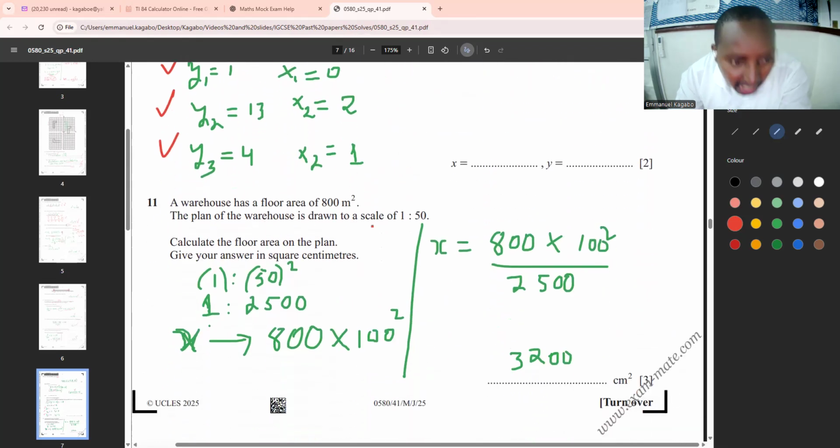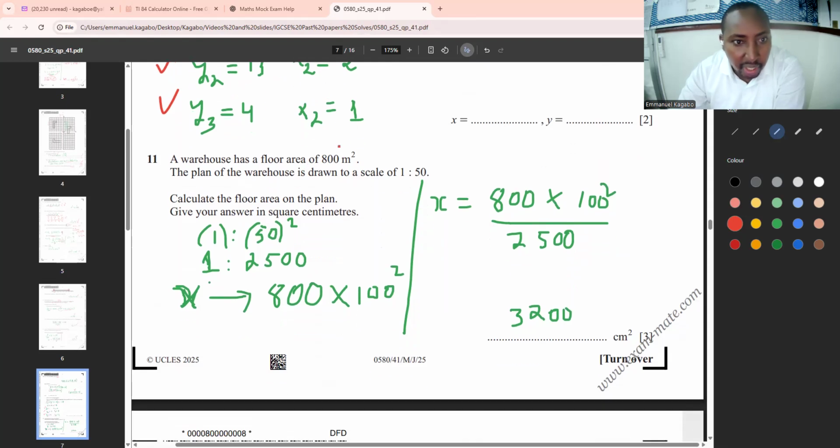Okay, very good question. I like this paper because it had map scales, which are very common in the exams. Very common and interesting topic. So they told you the house has an area of that, okay? And then the scale is this. Calculate the floor area on the plan, okay? They're asking you the area on the map.